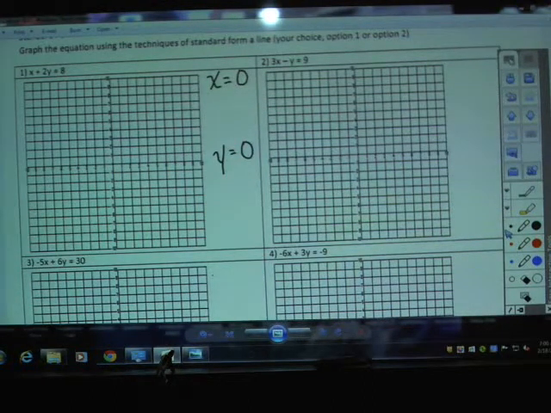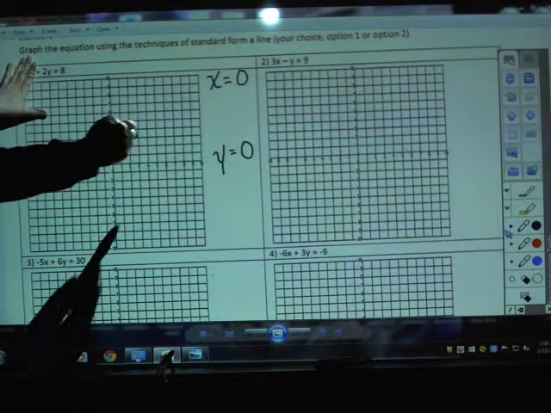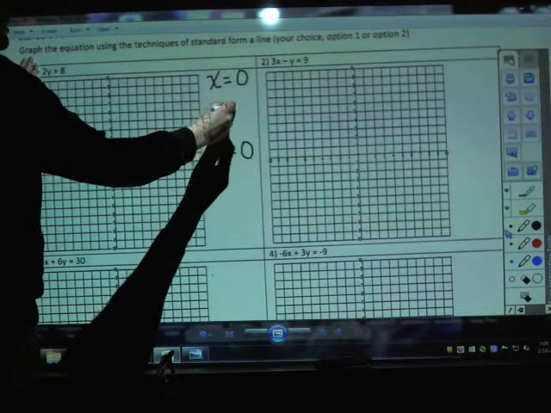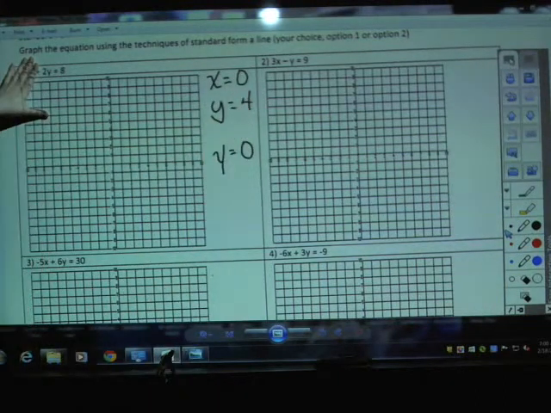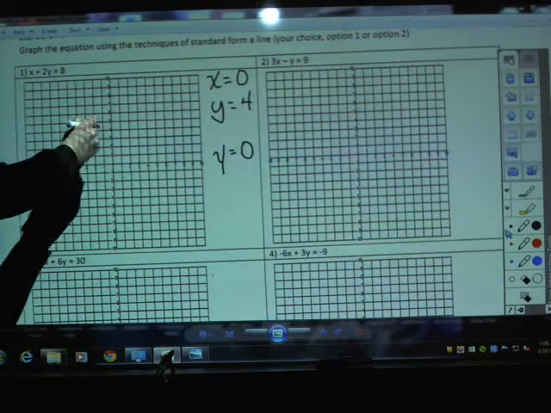Well, what happens here, when I let x equal 0 in number 1, that just goes away. So it says 2y equals 8. Well, we already all know that 2 times 4 is 8. That means y has to equal 4. My y-intercept is 4. So this graph is going to go through the y-axis at 4.